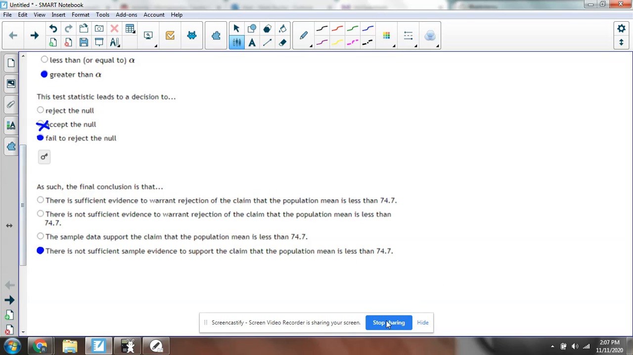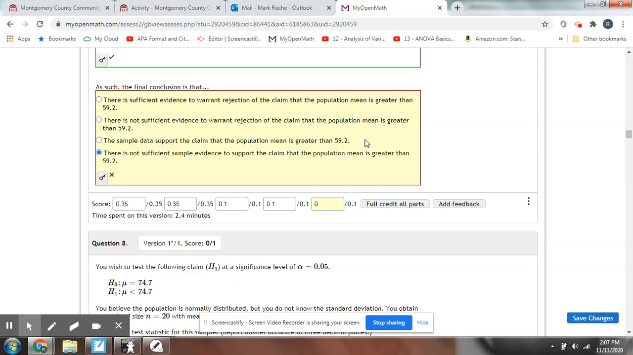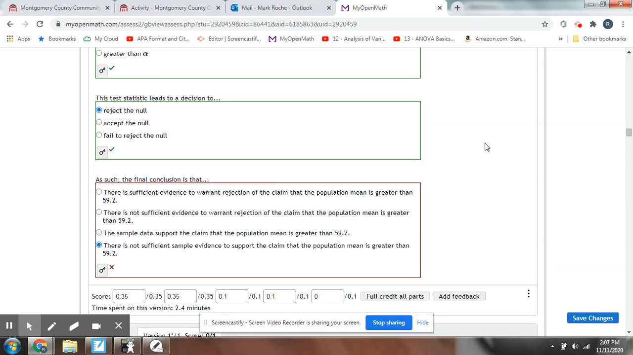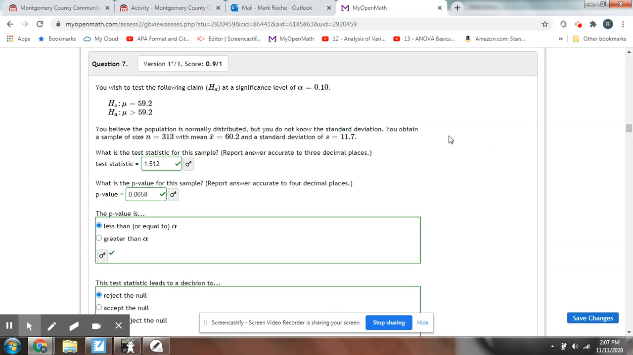And that's it. Actually, let me copy another one here just so we can get a little more clarification. So look at this one here. Okay, so you did question 7. Your p-value is 0.0658. So now in this case, your p is lower than alpha. P is less than 0.10.